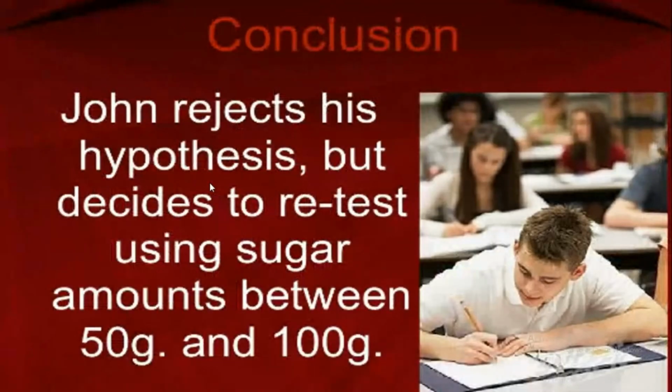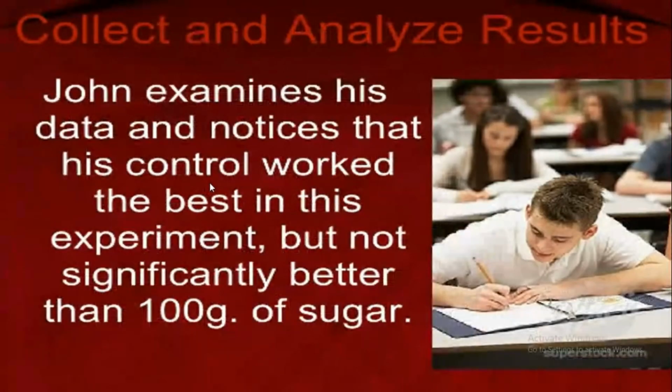So, conclusion, John. So what was the conclusion? Sorry, I have skipped this slide. Collect and analyze results. John examines his data and notices that his control works best in his experiment, but not significantly better than 100 grams. So he observed that the maximum loaf of bread appears to be at 100 grams of sugar. If he added 150 grams, there was no impact on the size of the bread. So the best result he saw was while adding 100 grams of sugar. So that is his result.